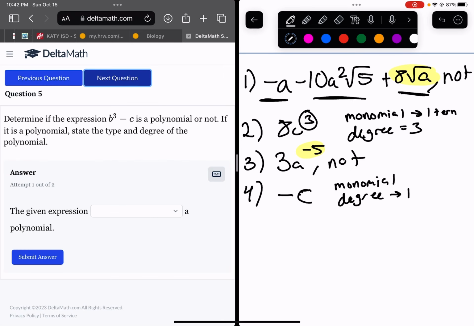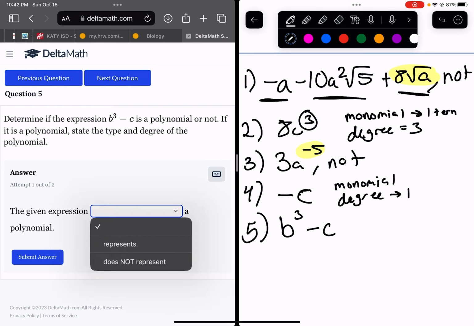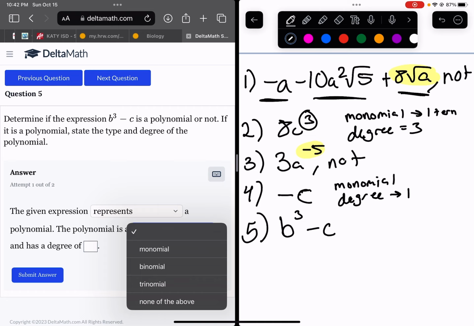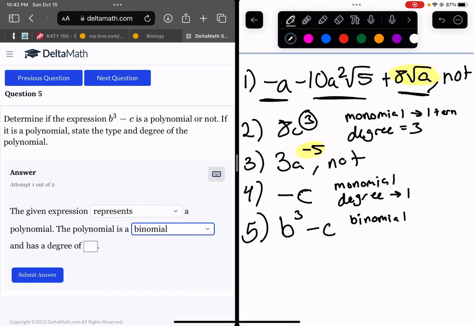All right, next one. We have b cubed minus c. Is this a polynomial? Let's think. Does it break any of my rules? We look at each term. This term looks fine. This term looks fine. So it's looking pretty good, and I would say it is a polynomial. It has 2 terms. Basically, terms are how many different things you're adding up. So this is a binomial, because we've got 2 terms. And its highest power is 3.